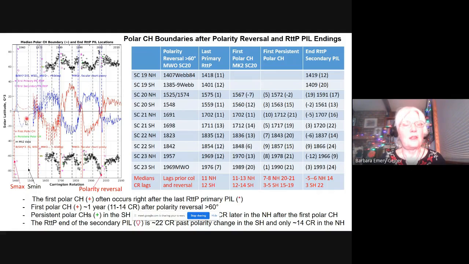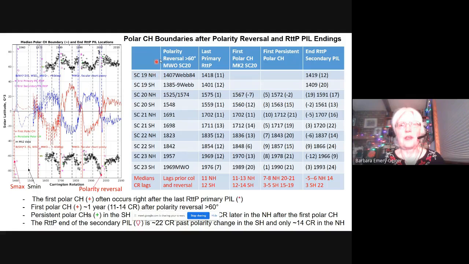And I've added here a proxy from the facular counts from Munoz-Jaramillo. They're a little bit smaller in magnitude, about 3 times smaller. But they do show at least where things cross and change in polarity.